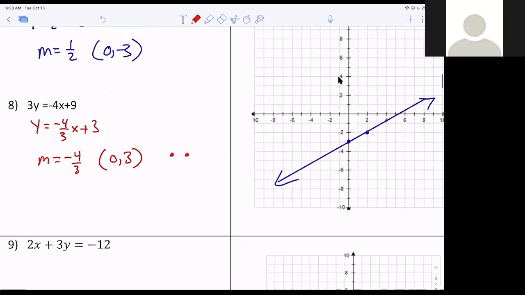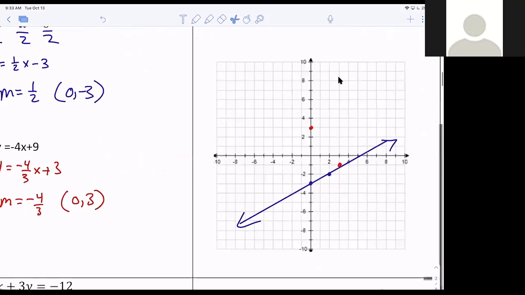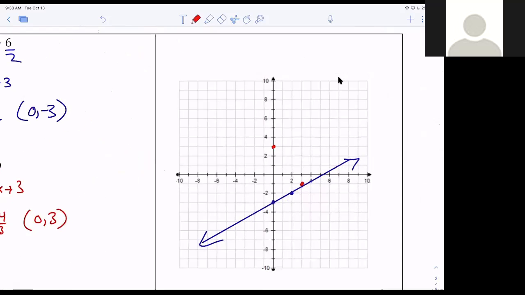All right, so now tell me how to graph. What do I do? 0, up 3. We are great. Then from there, what? Down 4. And then to the right 3. You are awesome. Down 4, right 3, and now we're going to graph that line.